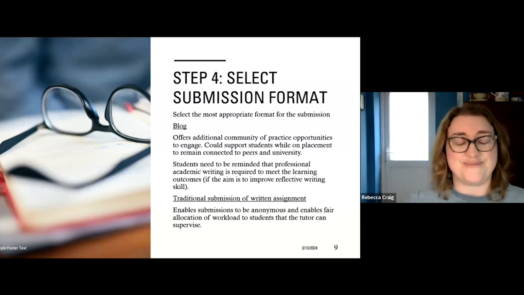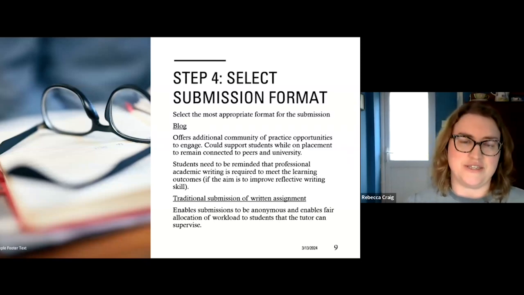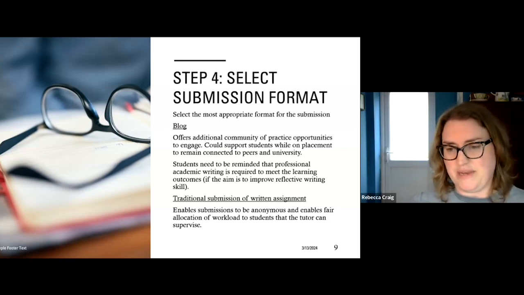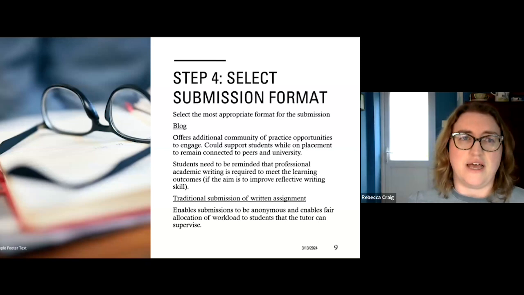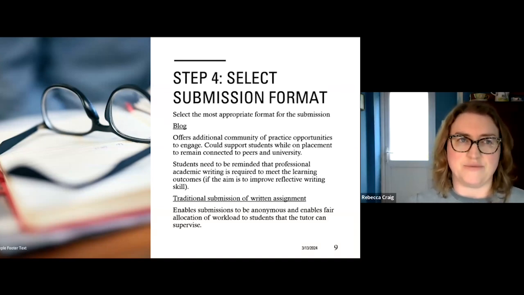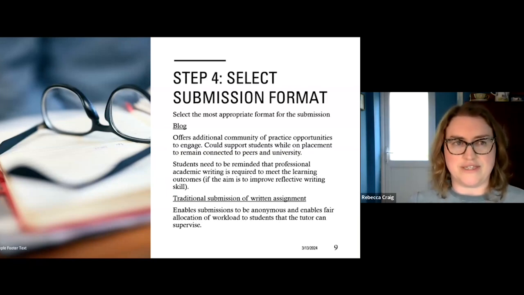And then there's a choice around submission format. So some of the literature discussed using a blog format, where students could log in to a blog while they're away on placements, because of course all of our healthcare students engage in placements away from university. And that was quite popular amongst students in terms of being able to remain within that community of practice. It enabled them to have touch-ins with their peers while they were out on placement and perhaps weren't seeing other students from the same university. So there was some really positive feedback around that engagement and identity and professional development.